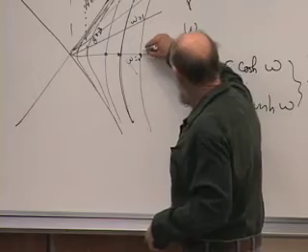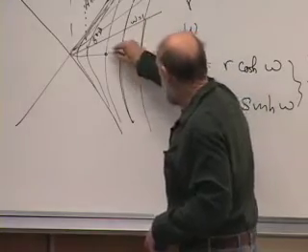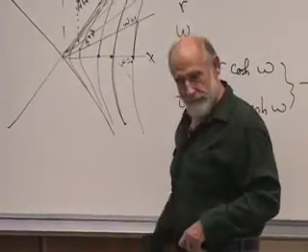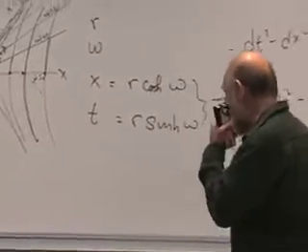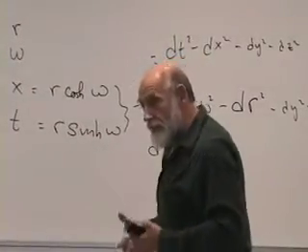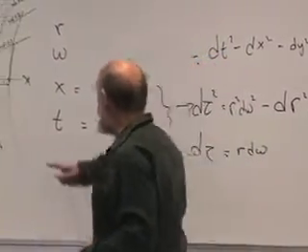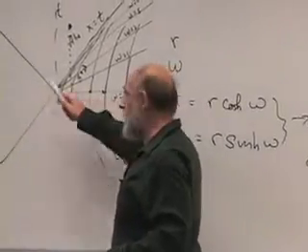For example, the proper time between here and here is longer than the proper time between here and here. So if we wanted clocks which read off omega, they would have to run at a different rate, each one at a different rate.